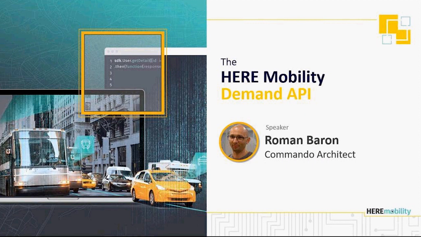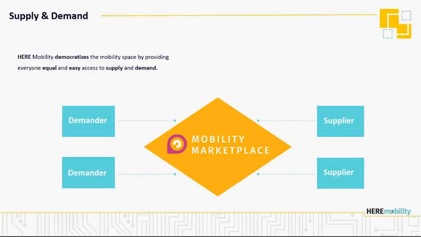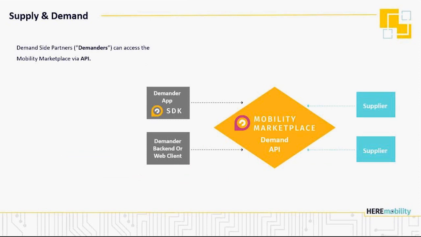My name is Roman Baron. I'm a Commando Architect here at HERE Mobility, and I'll be talking about the HERE Mobility Demand API. So, Mobility Marketplace is a place where demanders and suppliers can meet each other, find offers for rides, book those rides, and manage the rides.